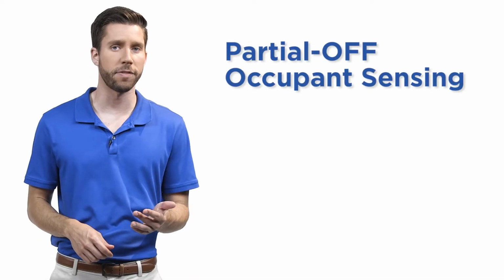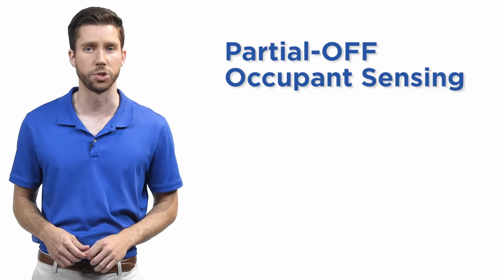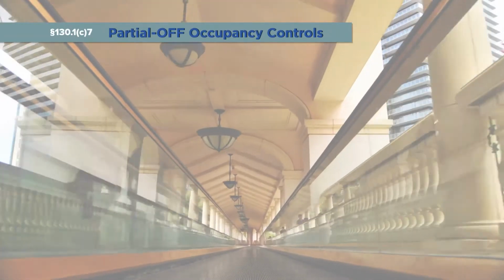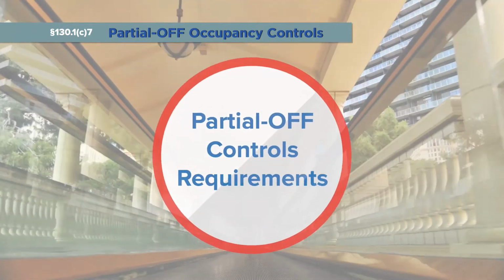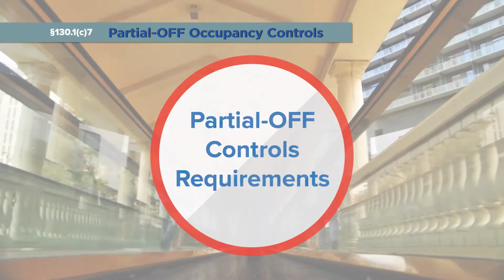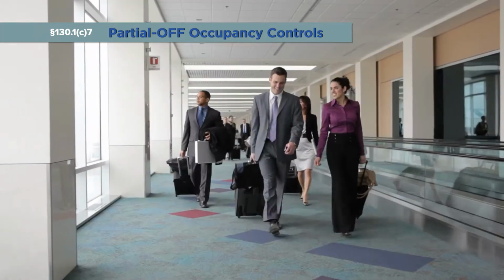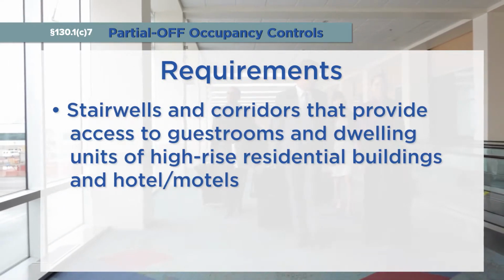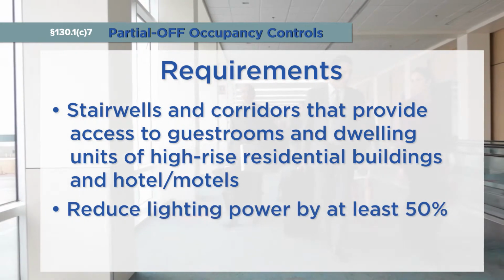We've reached the last part of this module where we learn about the areas where partial off occupant sensing controls are required. Lighting installed in the following areas must use partial off occupancy controls. Lighting in stairwells and common area corridors that provide access to guest rooms and dwelling units of high-rise residential buildings and hotels or motels. Lighting in these spaces must be controlled with occupant sensing controls that automatically reduce lighting power by at least 50 to 100% when the areas are unoccupied.